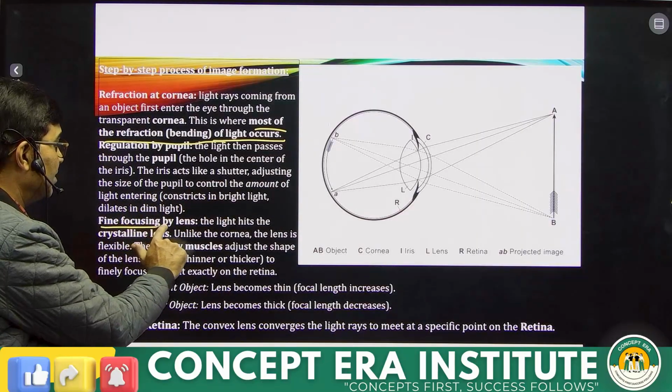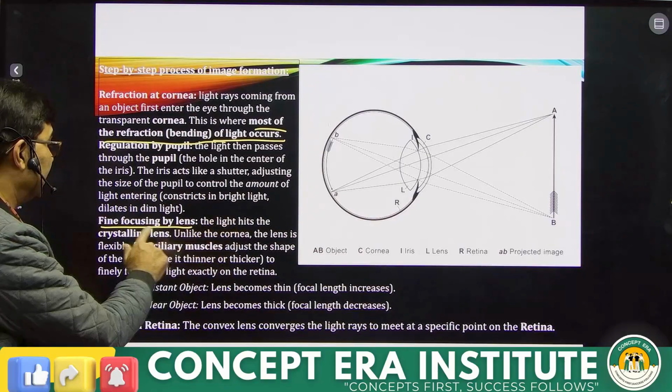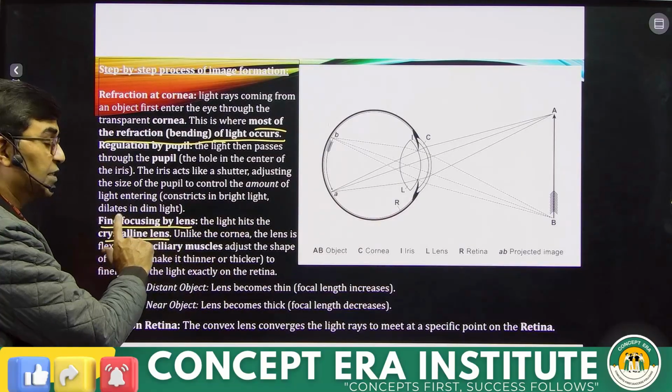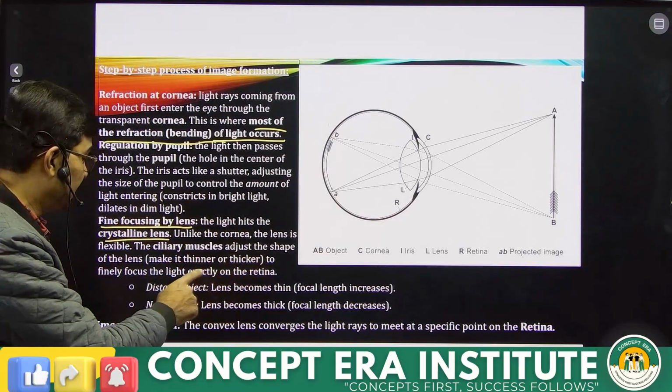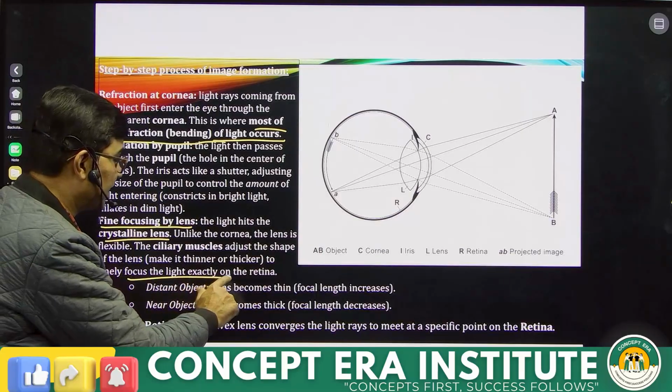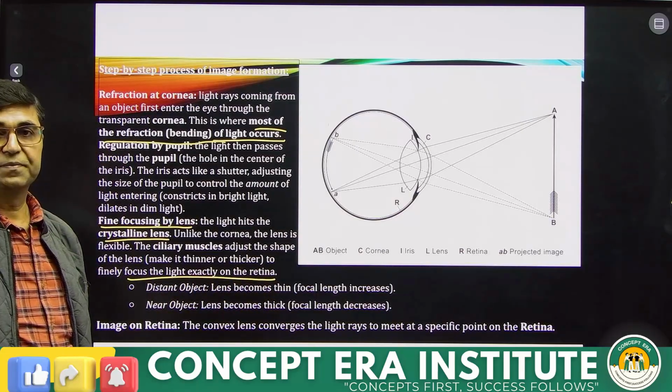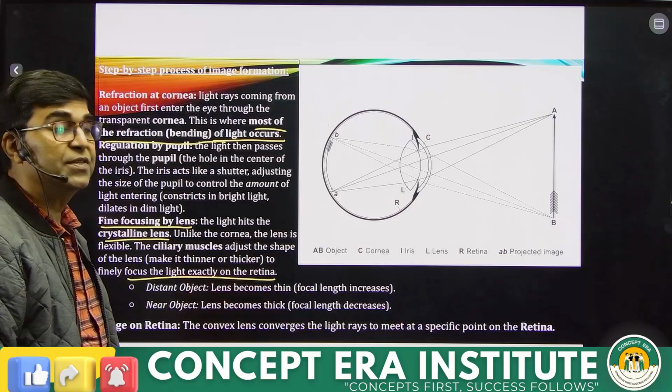Final focusing by the lens. The light hits the crystalline lens, the ciliary muscles adjust the size of the lens and focus exactly on the retina, where the sharp image is formed.